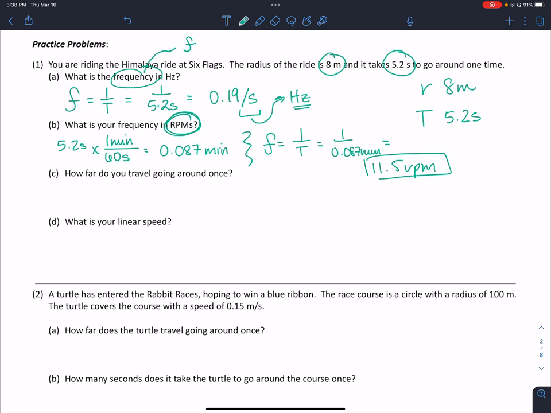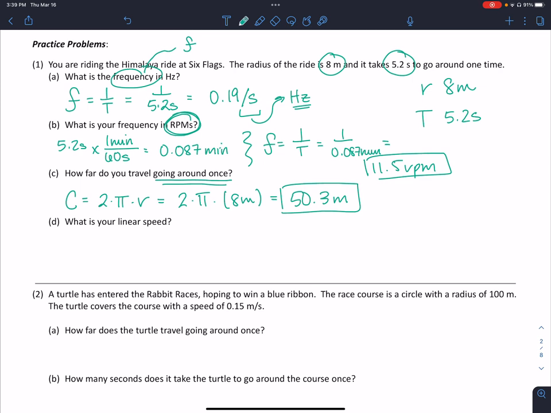All right. So now it wants to know how far do you travel going around one time? If we go around once, that's going to be our circumference, and that's equal to 2 times pi times the radius. So we end up with 2 times pi times 8 meters. And we find that the circumference of this particular circle is 50.3 meters. All right, and remember, that's all the way around. That's not diameter or radius.